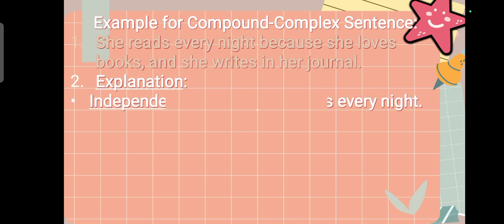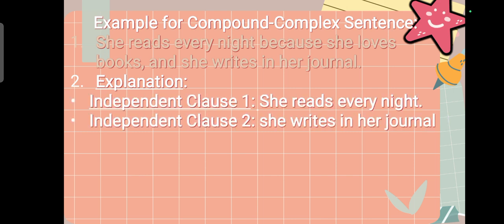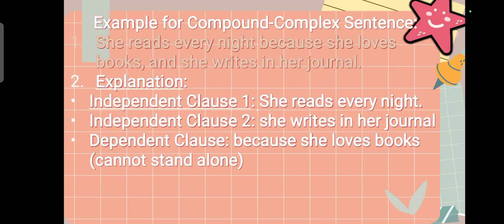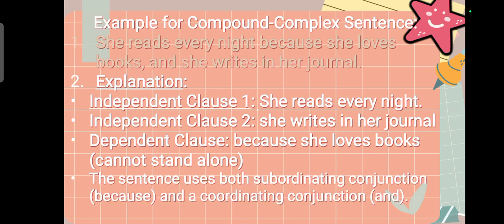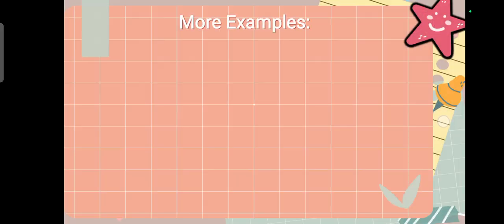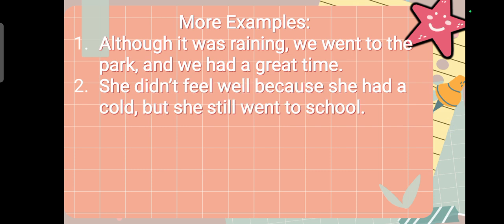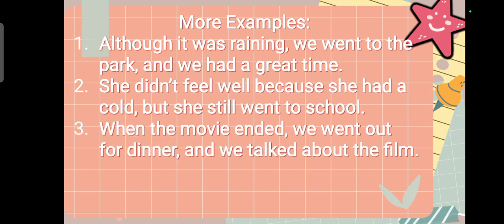Okay, so here is the explanation. The independent clause 1 is she reads every night. Independent clause 2, she writes in her journal. Dependent clause, because she loves books. Okay, so here, more examples. Number 1, although it was raining, we went to the park and we had a great time. In number 1, the independent clause 1 is we went to the park, and independent clause 2, we had a great time. And the dependent clause is although it was raining.